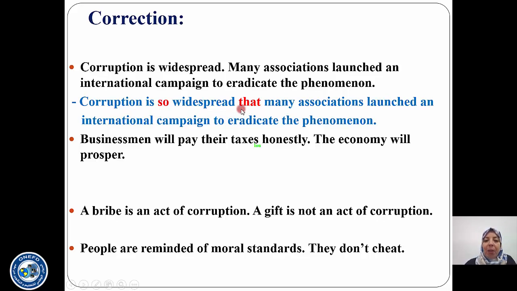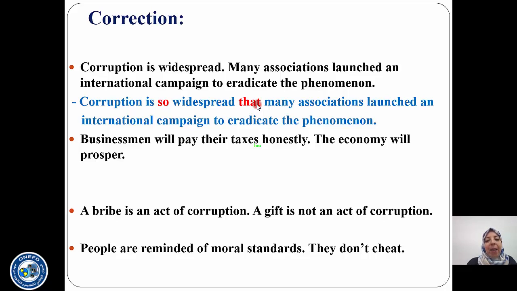So that expresses consequence with intensification. What are we intensifying here? Of course, it is the adjective widespread. So the way you use so that is this way. So plus adjective plus that. Of course, you can use it differently in sentences that contain not an adjective alone, an adjective plus noun. Okay, we have seen this in the previous lesson.